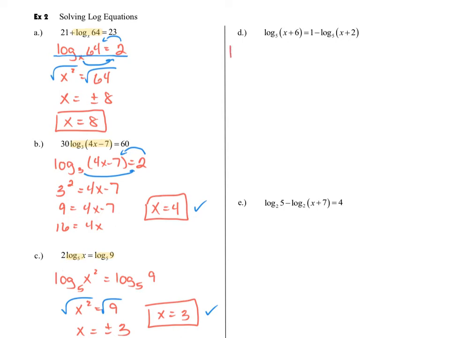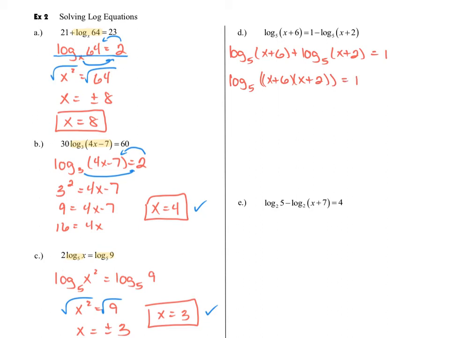So I'm going to have my log base 5 of x plus 6, and I'm going to add to that my log base 5 of x plus 2, and that's going to equal 1. Now I still have a little more work to do, but using my condensing properties, since these two logs have the same base, I can condense those together. So I'm going to have log base 5 of x plus 6 times x plus 2, and that's going to equal 1.